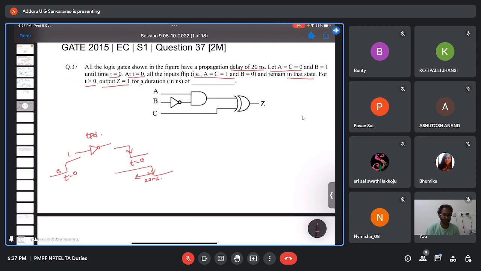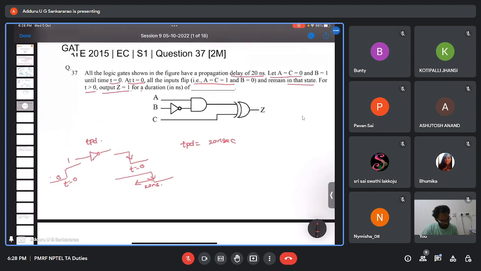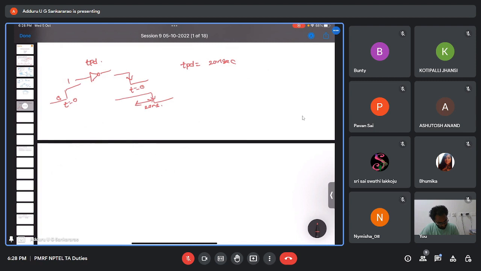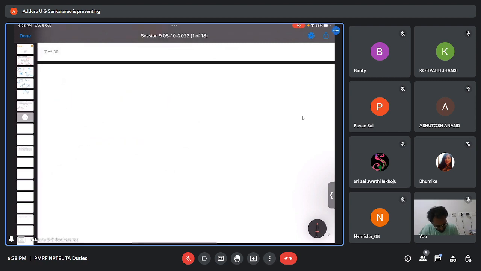After the application of input, the output will not change immediately. It will take some time, and that is nothing but the propagation delay of the gate. For each of the gates, the propagation delay given here, TPD, is 20 nanoseconds. Now, let us draw these waveforms. A and C are 0 and B equal to 1.